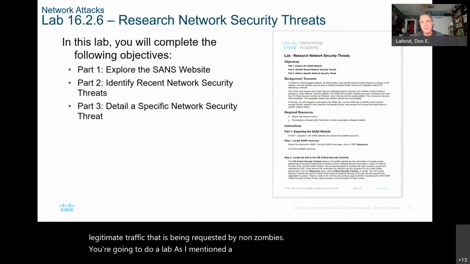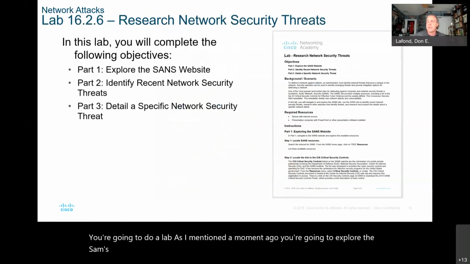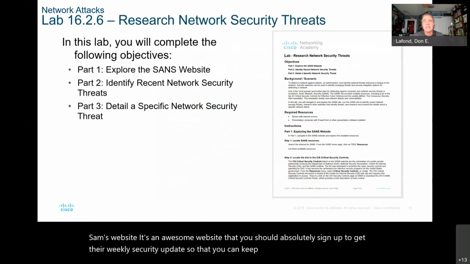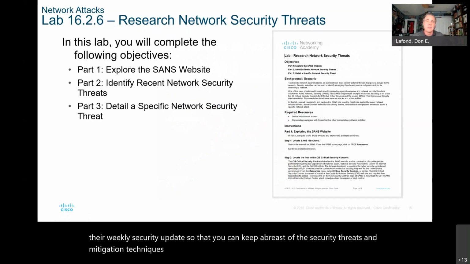You're going to do a lab, as I mentioned a moment ago. You're going to explore the SANS website. It's an awesome website that you should absolutely sign up to get their weekly security update, so that you can keep abreast of the security threats and the mitigation techniques that you will be using now in class, in school, and learning about, and then later when you're actually in a production network.